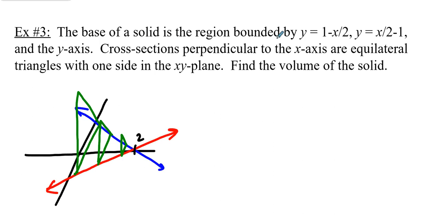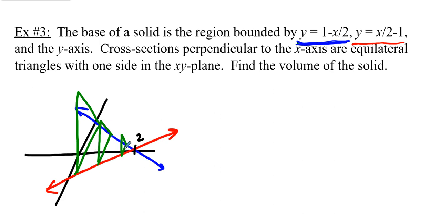So I have set this up already. The base of a solid is the region bounded by y equals 1 minus x over 2, that's the blue line, y equals x over 2 minus 1, that's the red line, and the y-axis, that's this line. Cross sections perpendicular to the x-axis are equilateral triangles with one side in the xy plane. So this is an equilateral triangle, this is an equilateral triangle, this is an equilateral triangle.